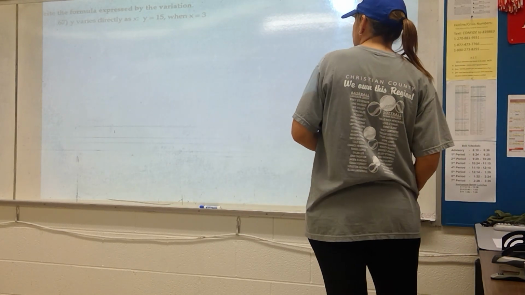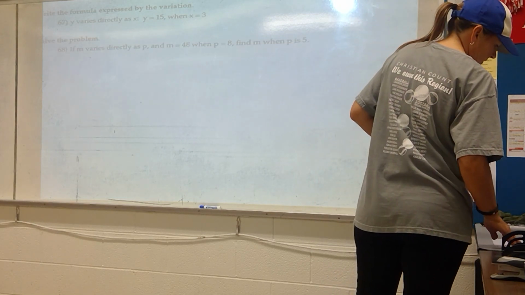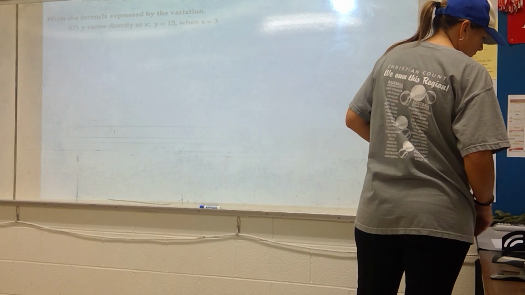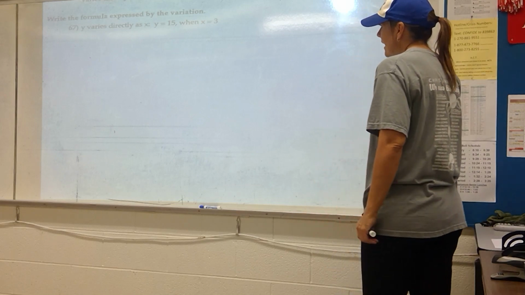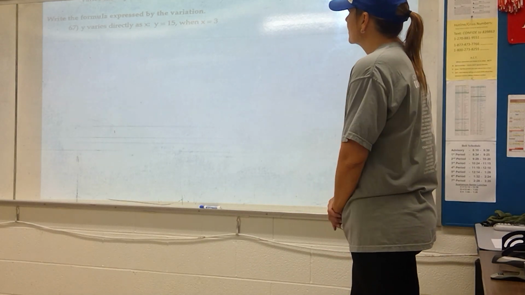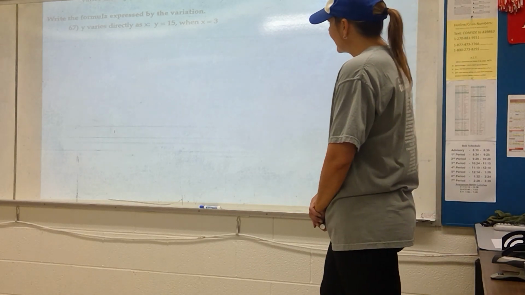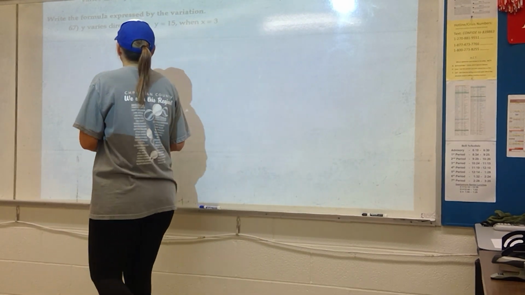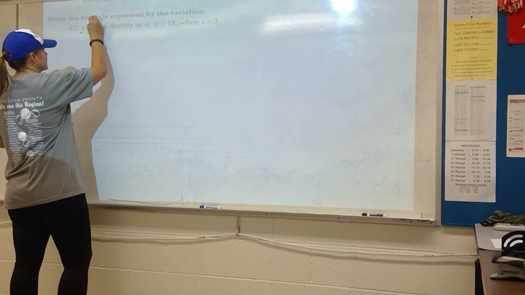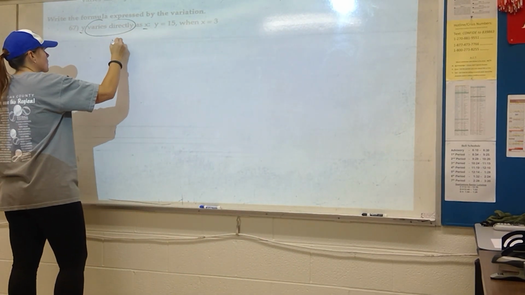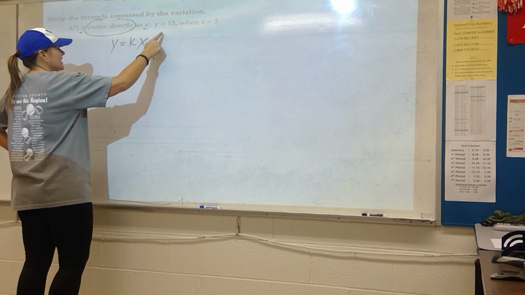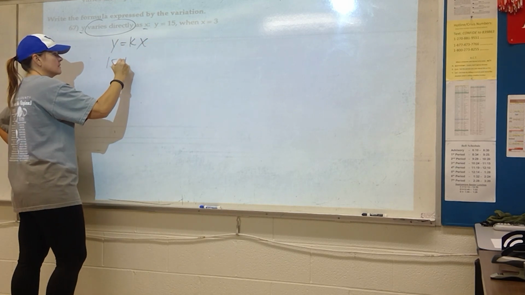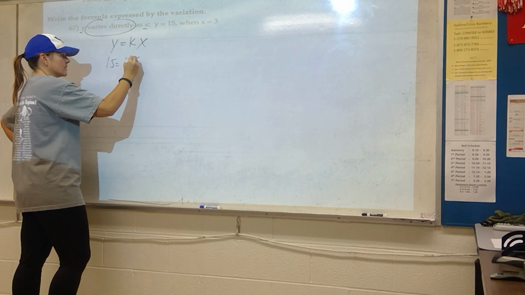Number 67. Now, they're asking you to do something different here. It says, write a formula expressed by the variations. Y varies directly as x. Y is 15 when x is 3. So y varies directly as x. Y equals k times x. They tell you y is 15. They tell you x is 3.